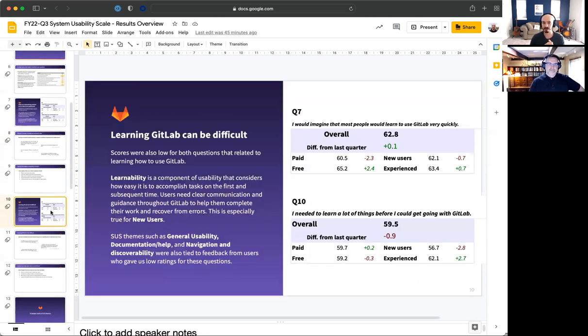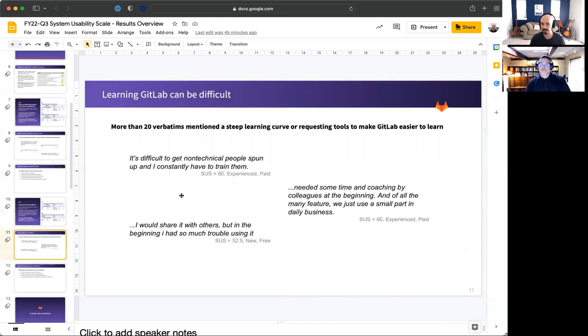And that leads to another theme, which we've seen consistently from quarter to quarter, which is learnability. There's a perception that they need to know a lot of things to get going in GitLab, and that you have to learn a lot to do much of anything. Once again, it's supported pretty well in the verbatims. More than 20 people mentioned a steep learning curve or requested tools to make GitLab easier to learn. So I see the themes as all interrelated around complexity, navigation, discoverability, and learnability. And that all relates back to our new users struggling to get going in GitLab.